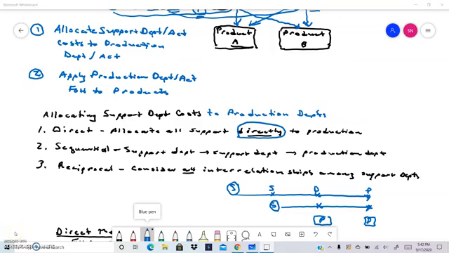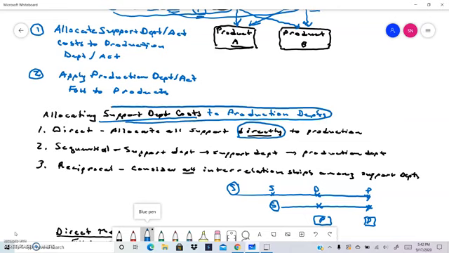So this is chapter 19, part 2, and we're just continuing on our discussion of allocating support costs. We talked about ways of allocating support costs, and again, these are support costs being allocated to the production departments. From production to the product, that's where we're going to use methods similar to what we used in chapter 18. We're going to use multi-department or activity-based costing methods.